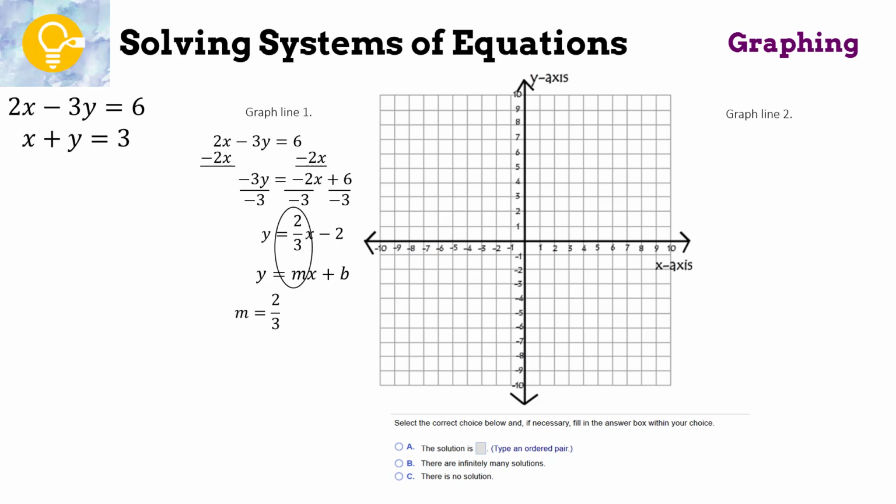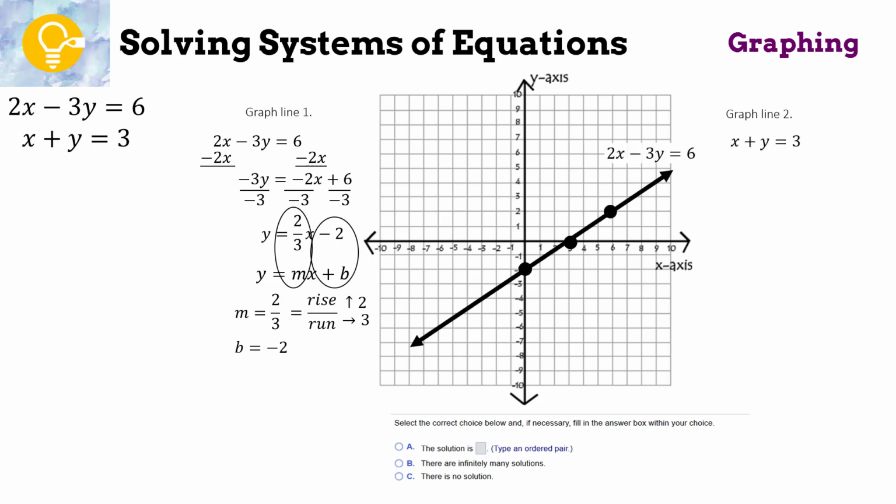I'm going to circle my slope, which is the rise over run, and then my y-intercept, which is negative 2. We always graph the y-intercept first at negative 2. From the y-intercept, we're going to go up 2 over 3. We're going to rise 2, run 3. Yep, up 2 over 3, up 2 over 3, and graph it and label it.